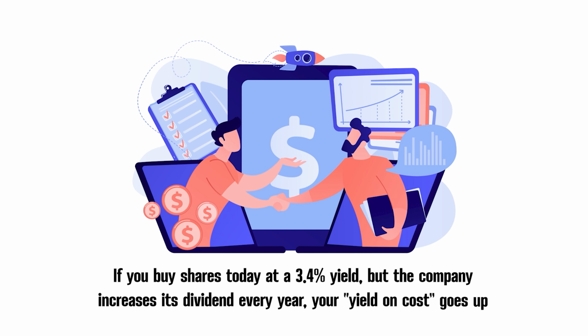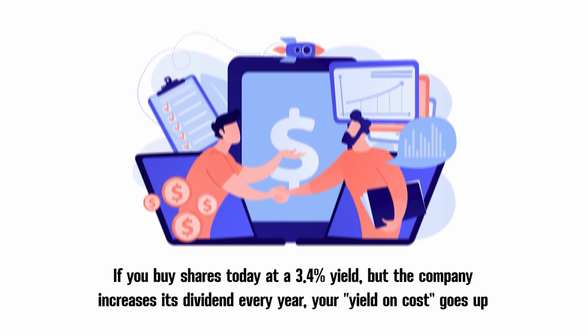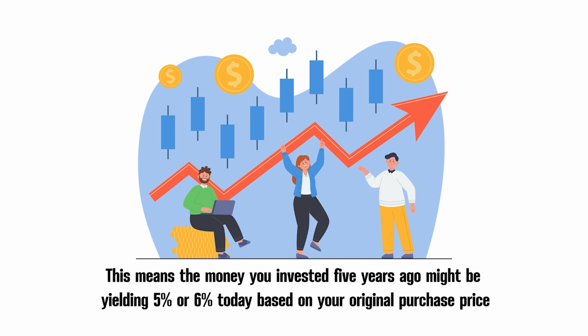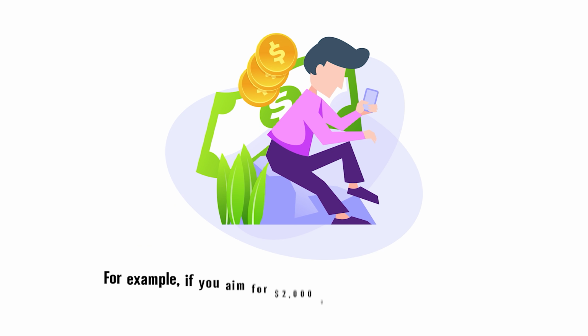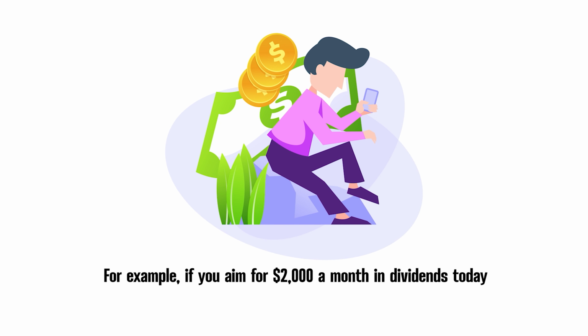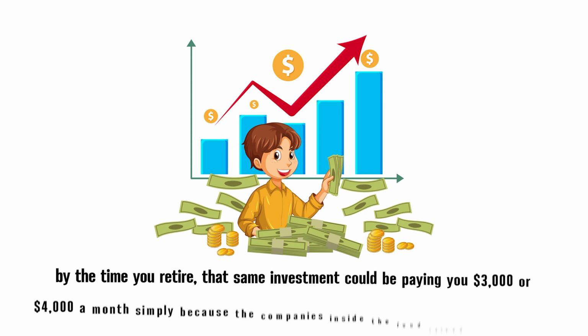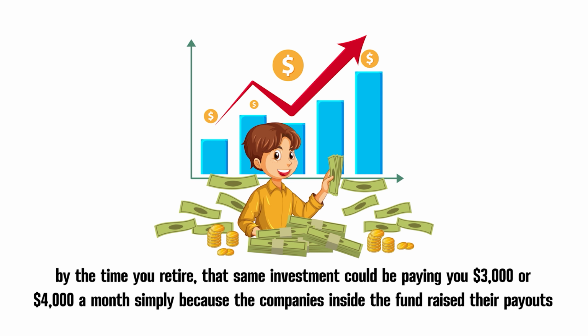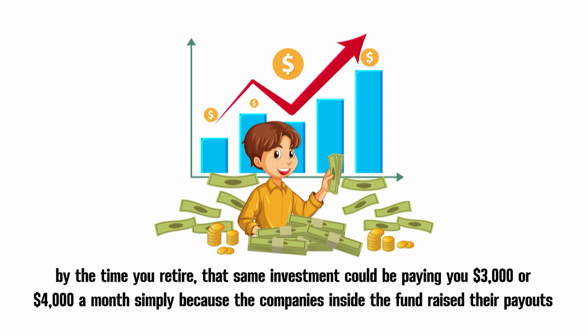If you buy shares today at a 3.4% yield, but the company increases its dividend every year, your yield on cost goes up. This means the money you invested 5 years ago might be yielding 5% or 6% today based on your original purchase price. For example, if you aim for $2,000 a month in dividends today, by the time you retire, that same investment could be paying you $3,000 or $4,000 a month simply because the companies inside the fund raised their payouts.